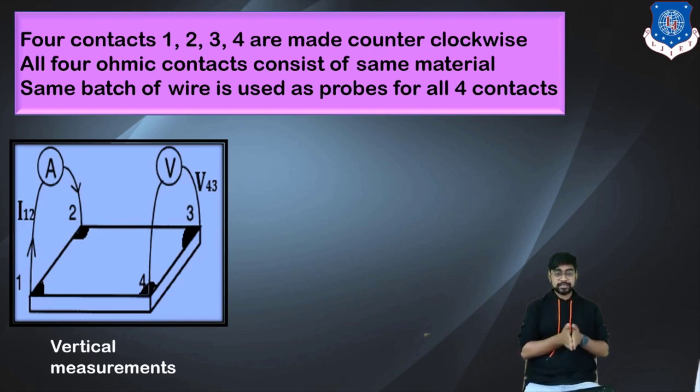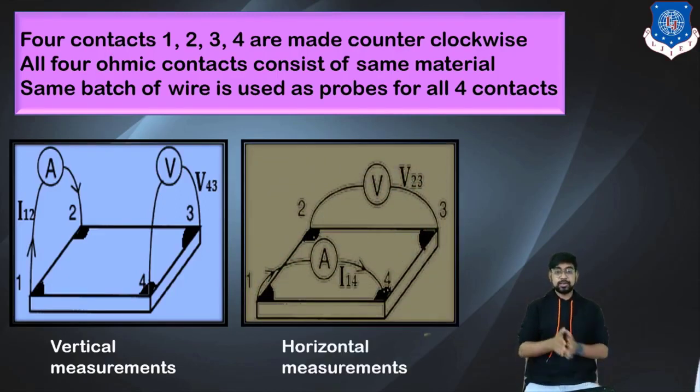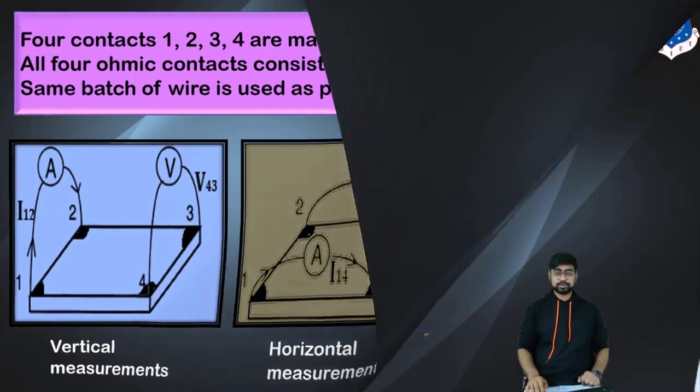We can see the slab with some thickness, and we are measuring current as well as voltage. In the vertical measurement, when we write I12, the current is entering from 2 and coming out from 1. Across it, the voltage is measured, that is V43. Similarly, the horizontal arrangement is done. Here we have I14, entering from 1 and taken out from 4, with the voltage V23 measured across.